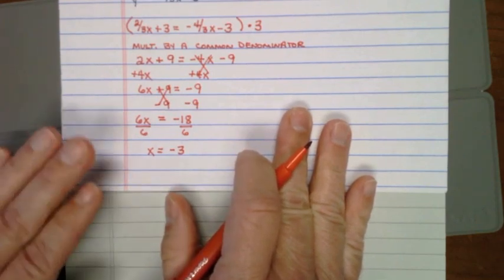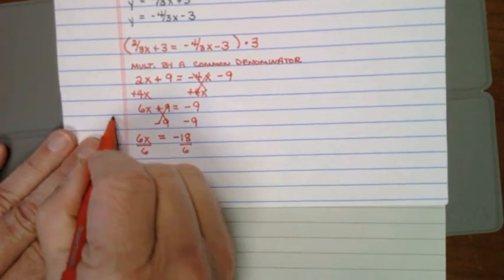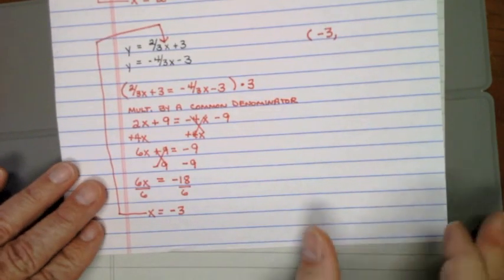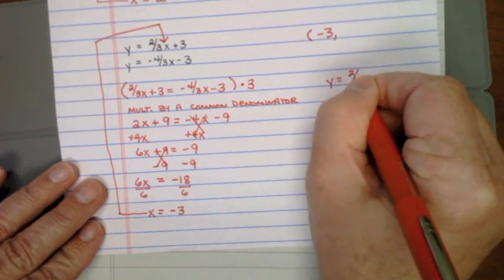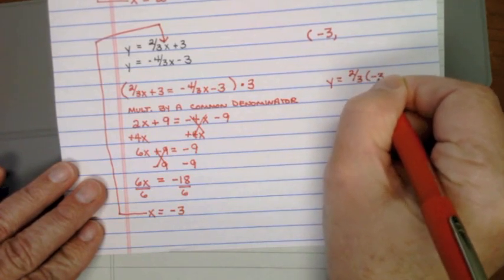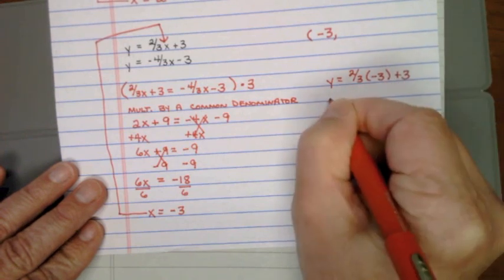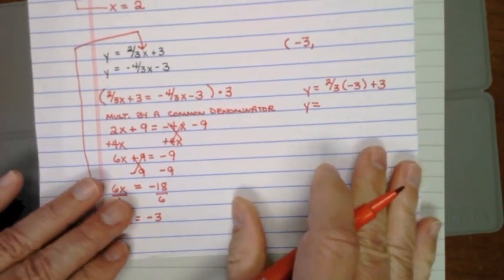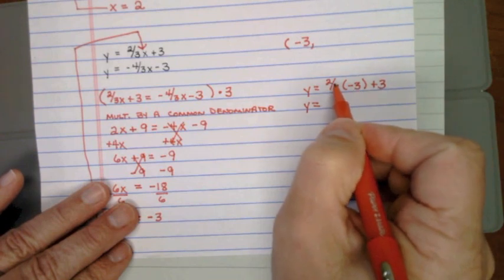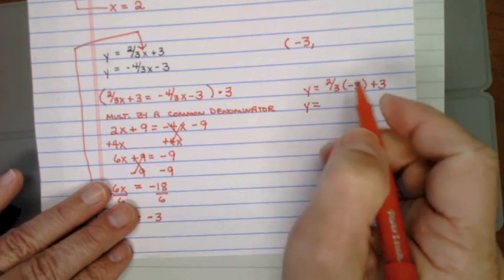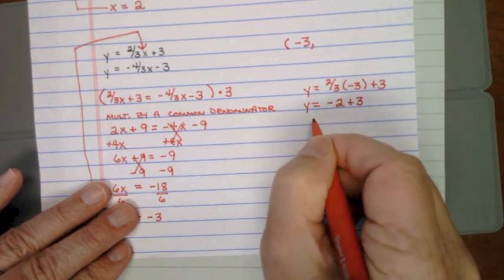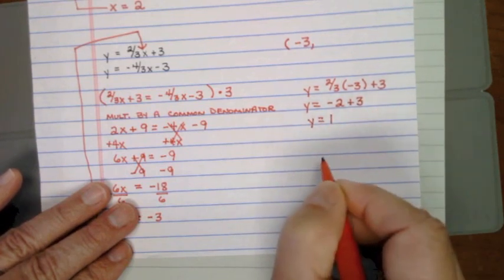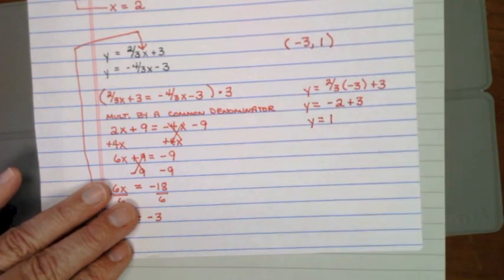I now need to find the y coordinate. So what I'm going to do is take this x and substitute it into that spot right there. And here's me working that out. Y is equal to 2/3 times negative 3 plus 3. Y is equal to negative 3 times 2 is negative 6, divided by 3 is negative 2 plus 3. And negative 2 plus 3 is 1. That's my y coordinate for this problem.